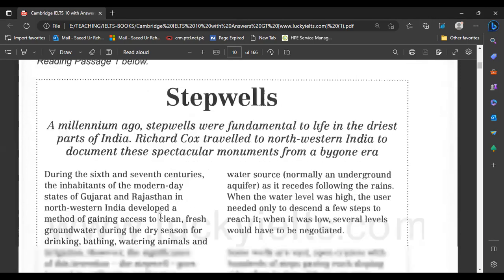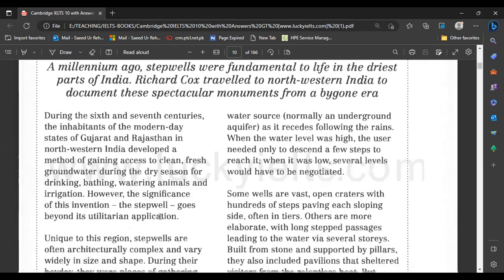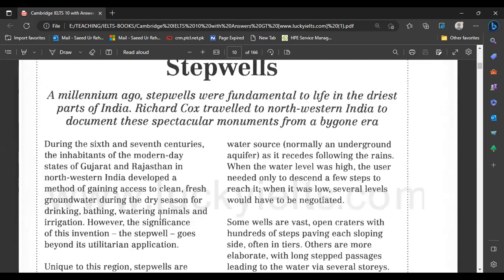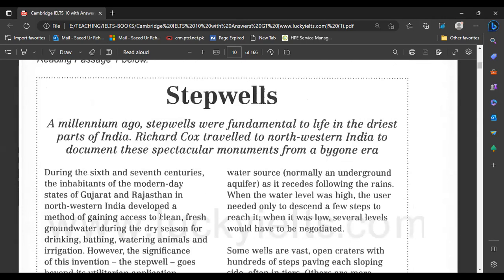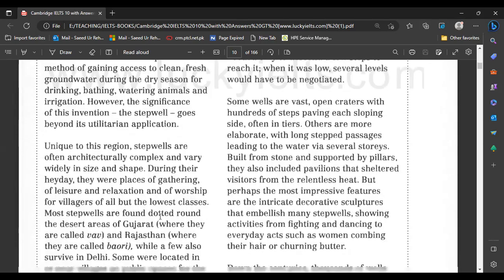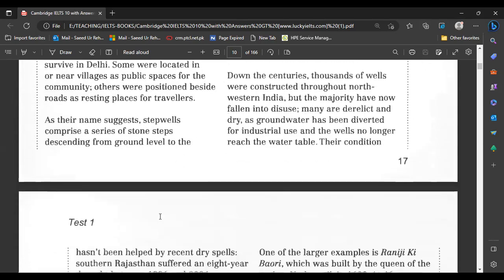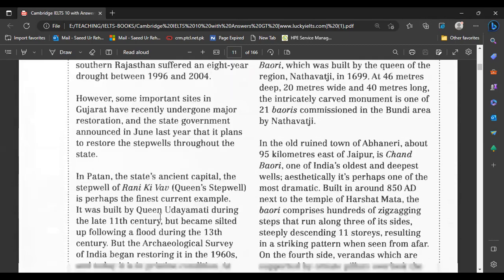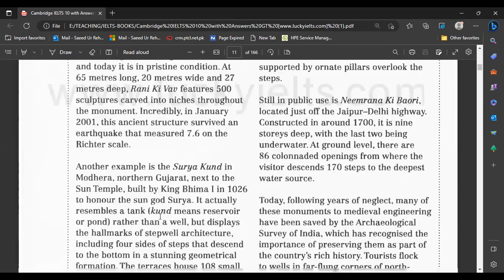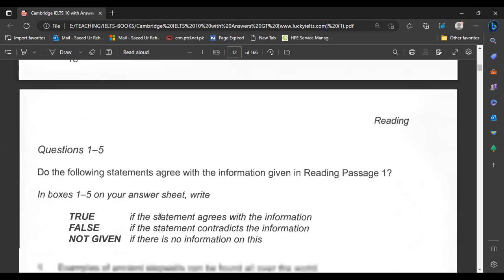So there will be a passage like this. These passages will be from some research or other things, and here you can see we have a passage, and this is all about step wells, and then there will be questions about this passage.